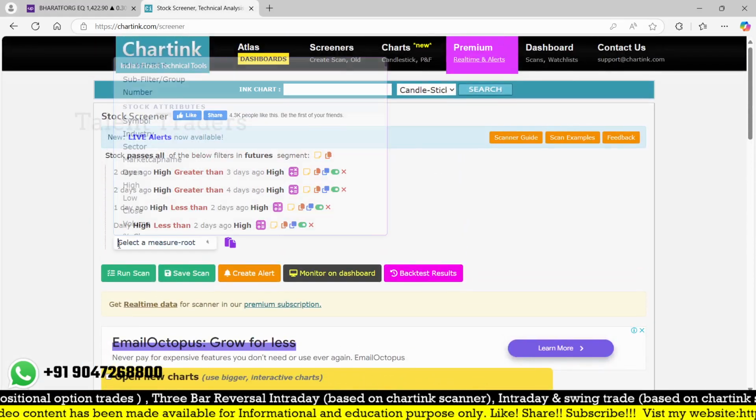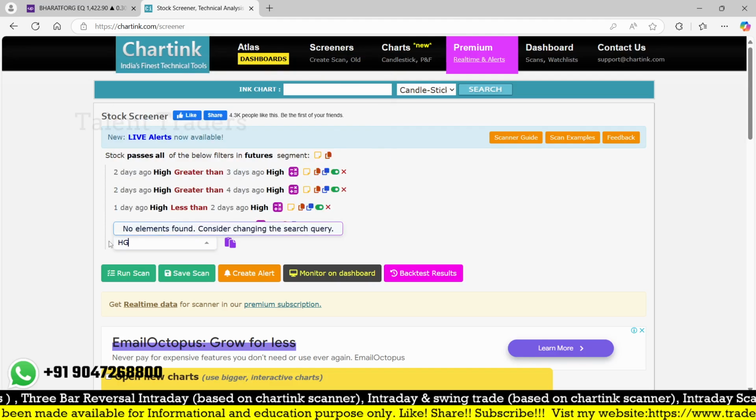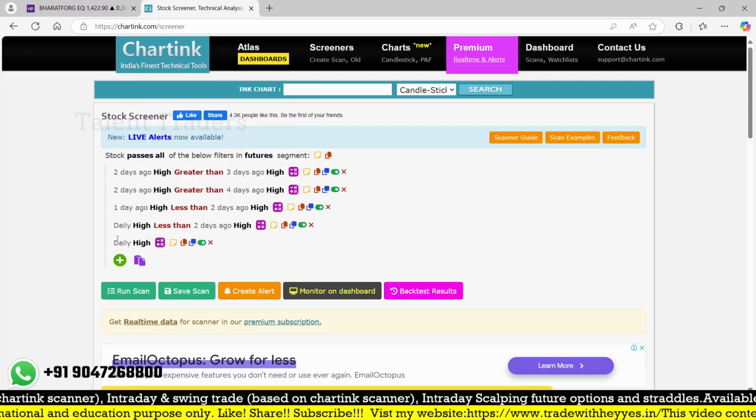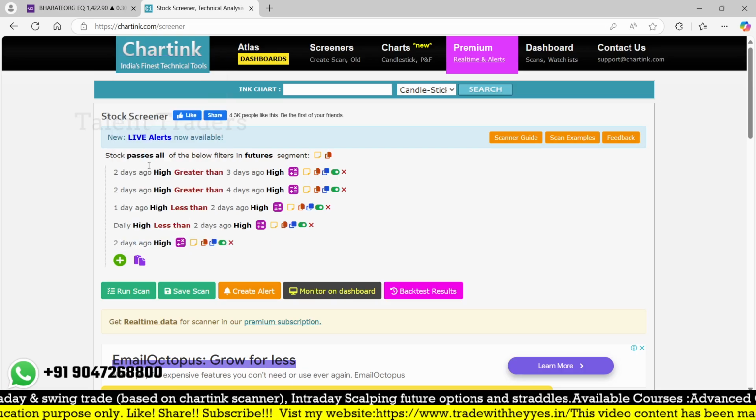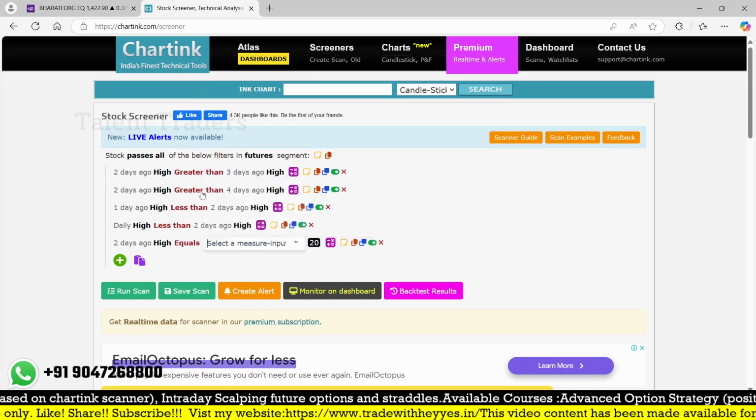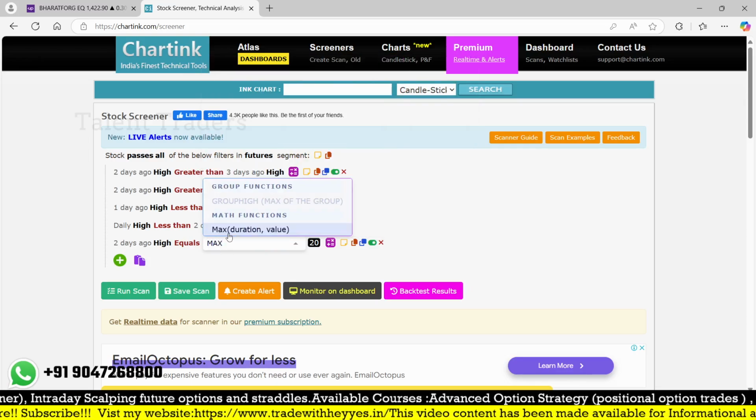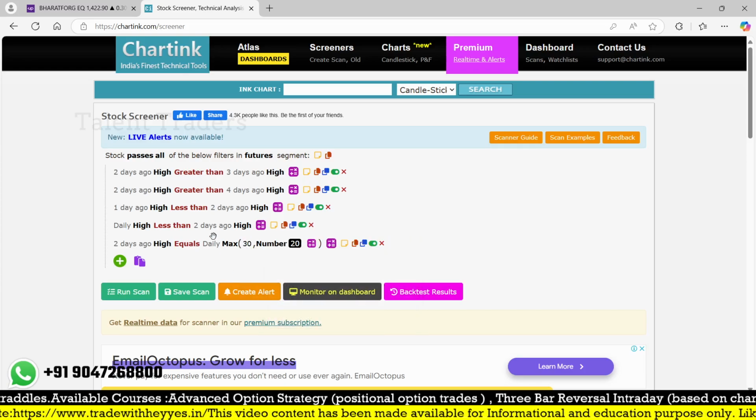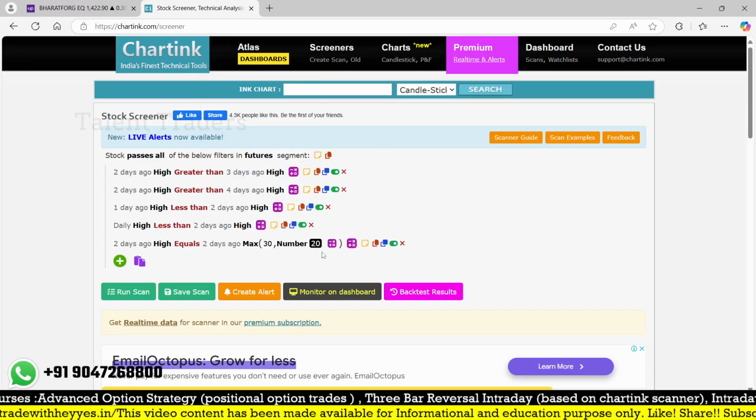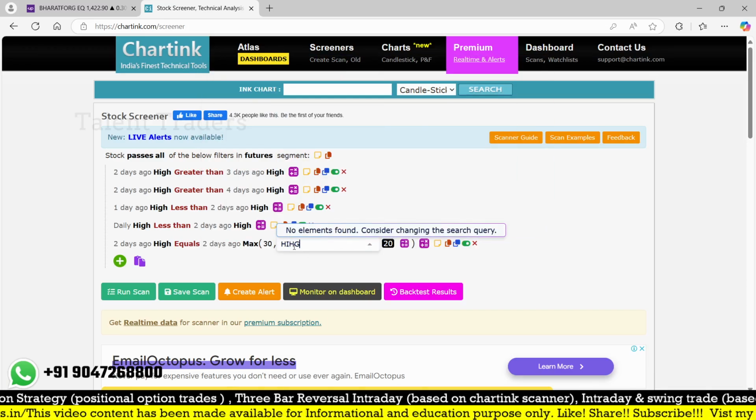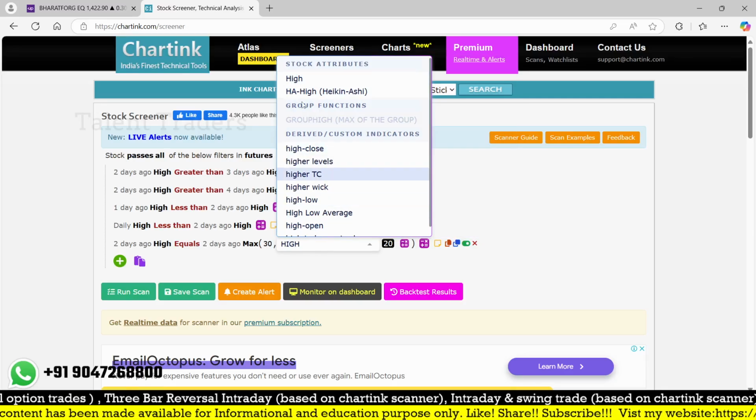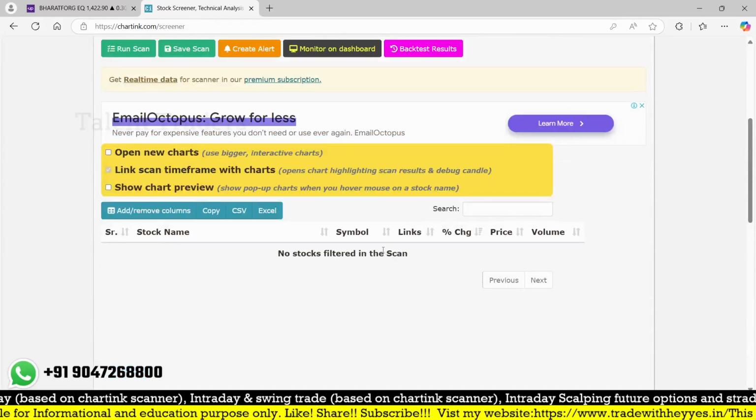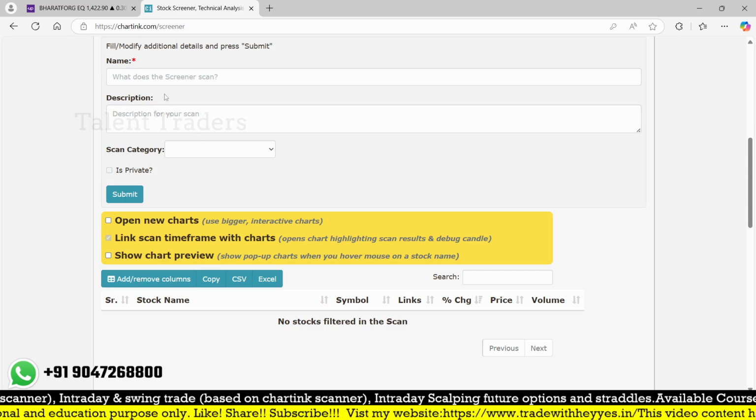I want to find that it must happen at the highest level. The high of that particular candle, two candles ago, should be equivalent to the maximum high of maybe 1 month, that is 30 candles, 2 days ago. This will fetch only the stocks forming levels at the highest level. If I create this, we don't get any stocks today. So let me save the scan to see the backtest.